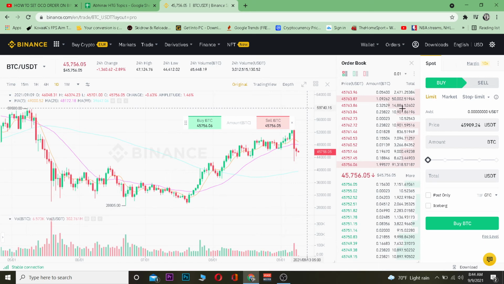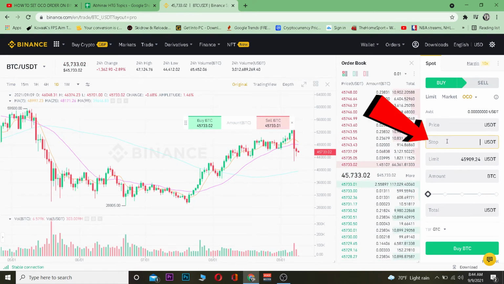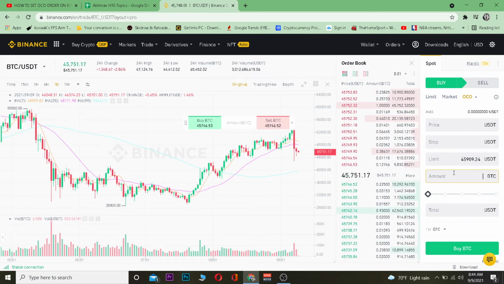Once you're over here, as you guys can see, it's over here on Stop-Limit. You want to click on this and go to where it says OCO. Once you're over here, basically you want to add two price limits: at which price you want to sell, at which price you want to sell, like this. And you want to enter the limit over here as well, and the amount of Bitcoin you want to buy.